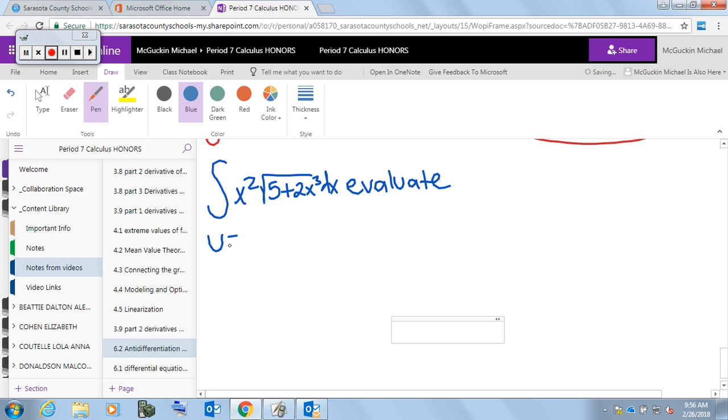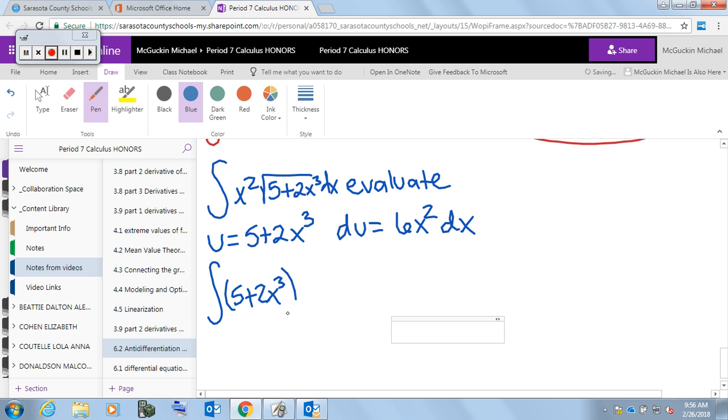Let's make u equal 5 plus 2x cubed. du in this case will equal 6x squared dx. Alright, now I'm going to go ahead and rewrite the original integral to put it in a more favorable position. So I'm going to rewrite it as 5 plus 2x cubed to the 1/2 power times x squared dx.